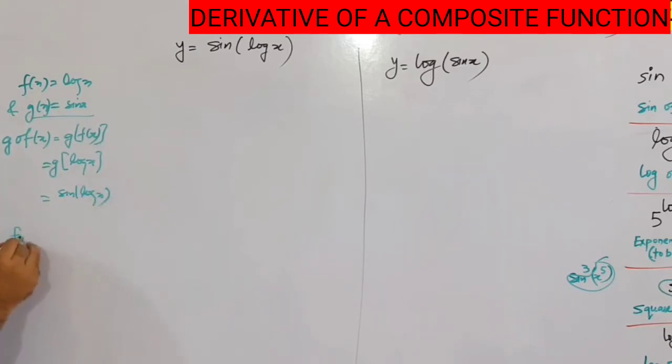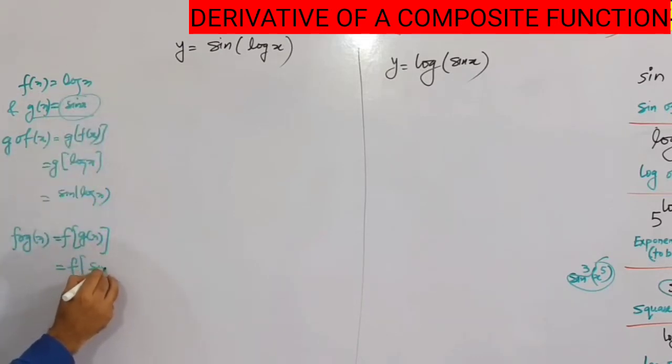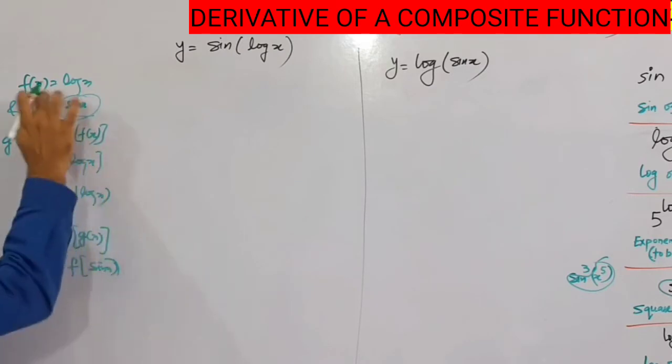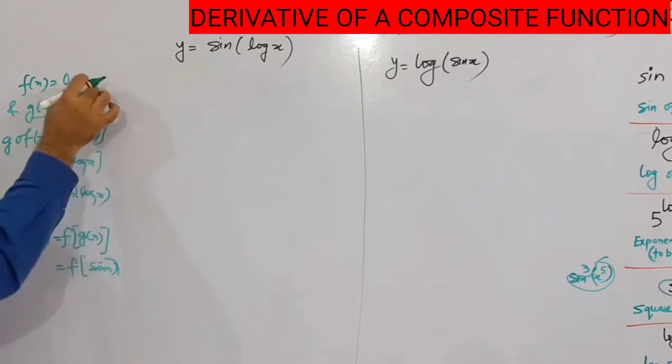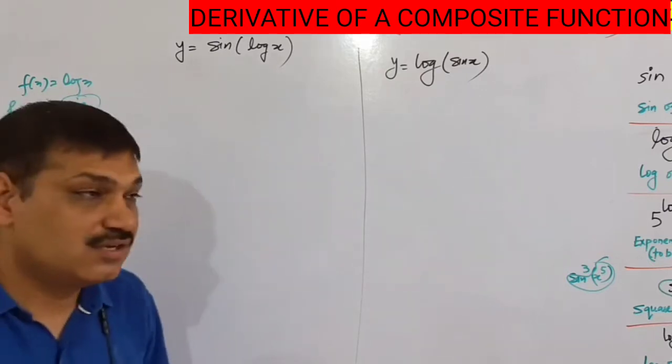Okay. What is f of g(x)? Actually, this one is f of g(x). Now g(x) will be replaced by sine x. So f of sine x. Now f of x is log of x. Here x will be replaced by sine x. So this will give us log of sine x. And we know that in general f o g(x) is not equal to g o f(x). So this is what we could have discussed.